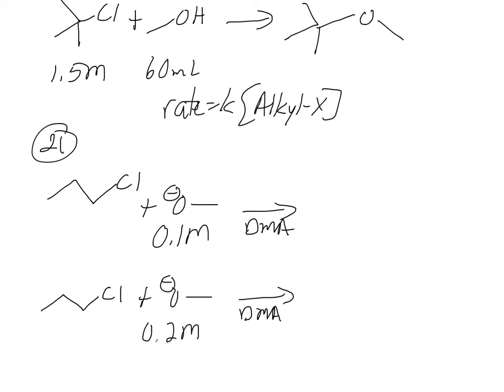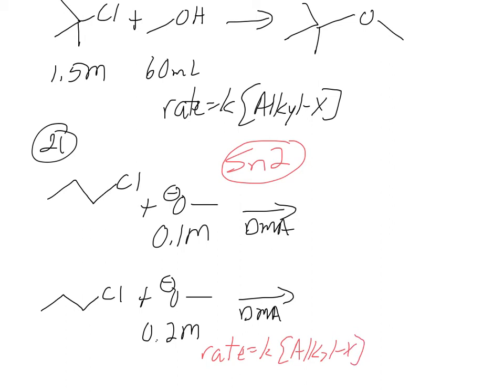So again, you have to ask yourself, what kind of alkyl halide do we have? Primary. So what kind of reaction? Has to be SN2. So we know they're SN2s. Remember what the rate for an SN2 is? Rate equals k times the concentration of the alkyl X, of the nuke. Good.